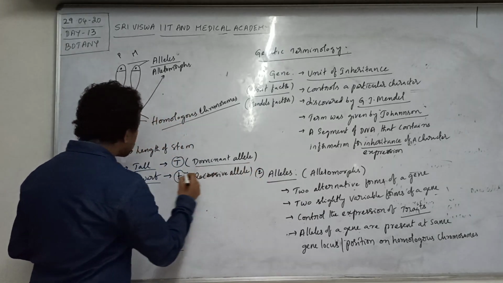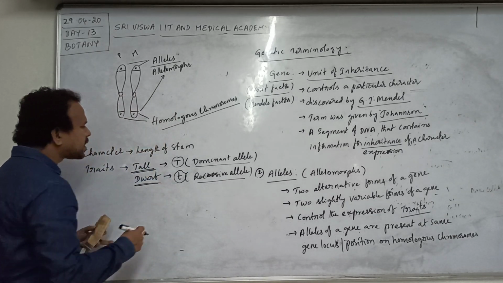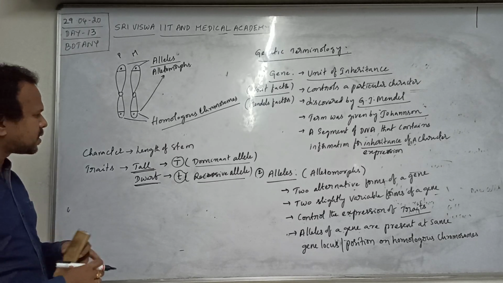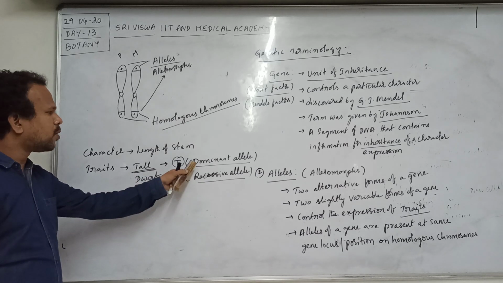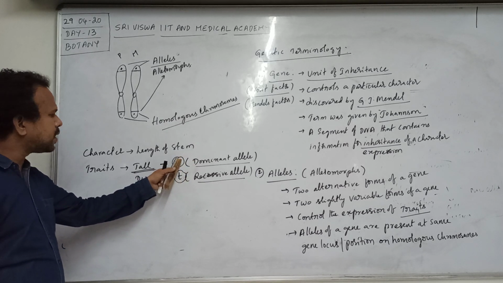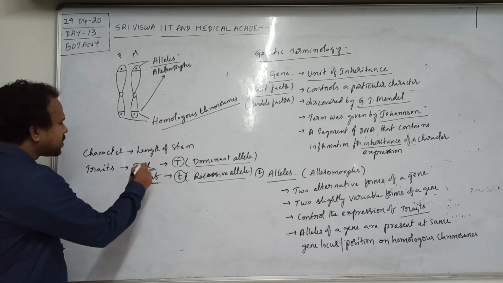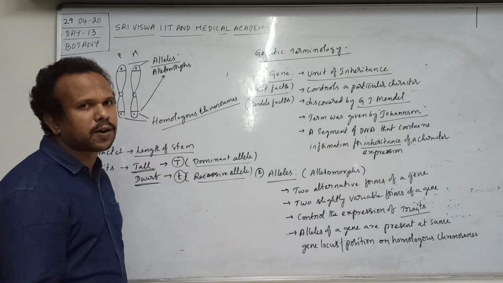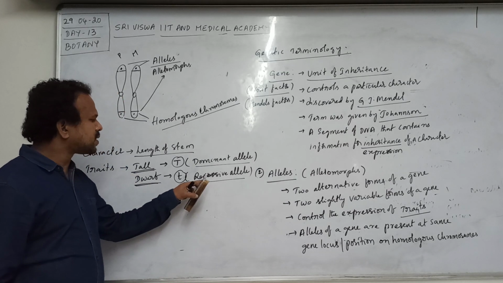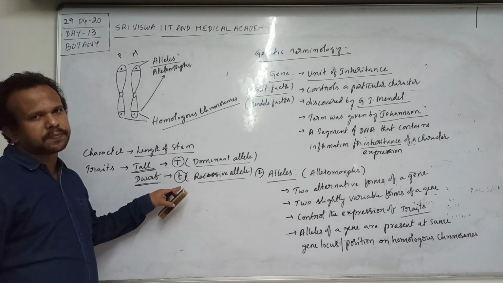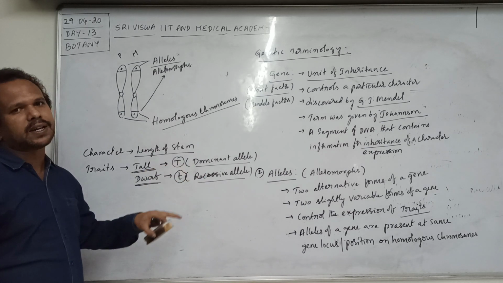Dominant allele codes for which character? Tall character. Recessive allele codes for which character? Dwarf character. Then capital T allele codes for the dominant character, that is tall character. With reference to the length of the stem, the dominant one is tall, the recessive one is dwarf. So here the recessive allele is represented with a small letter. The dominant allele is represented with a capital letter.